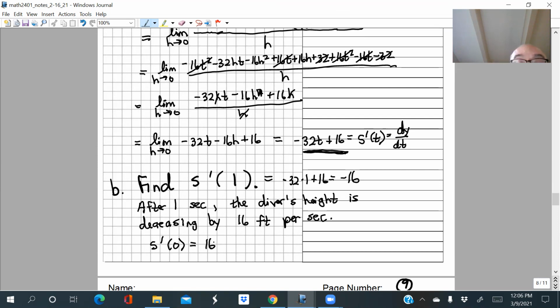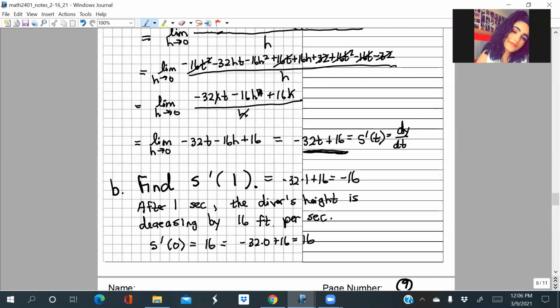By the way, that 16 also comes out of the formula because your formula is minus 32t plus 16, right? If you plug 0 into this formula, you still get 16, you see, okay? You get minus 32 times 0 plus 16. So you get it both ways, 16. So at 0 seconds, initially, the diver's height is increasing by 16 feet per second.